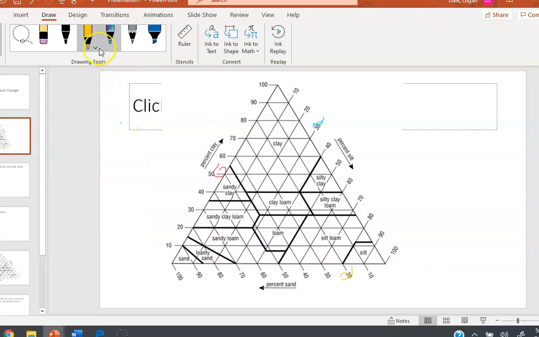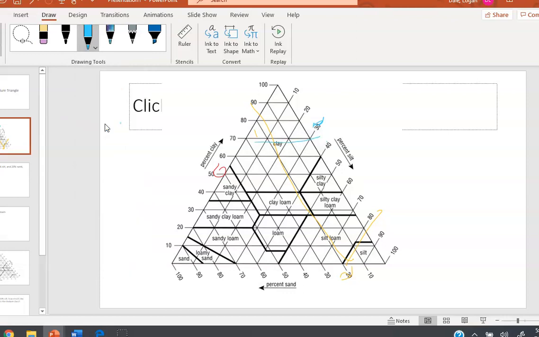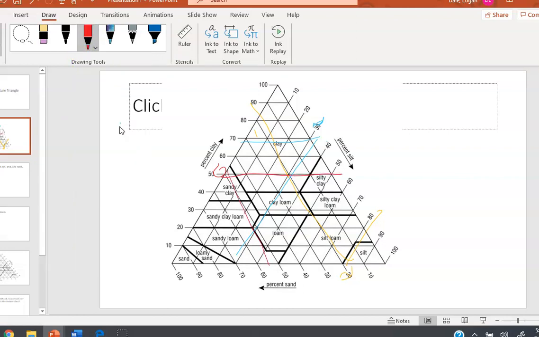Okay, what we do is we then draw our lines. You've got to do it straight, side to side. We went from the sand side to the clay side. You can't zigzag around. Now we're going to do our silt. And finally, we're going to do our clay. Now if you notice, you can see where all these intersect. The specific soil texture here is going to be clay, where all three lines intersect.